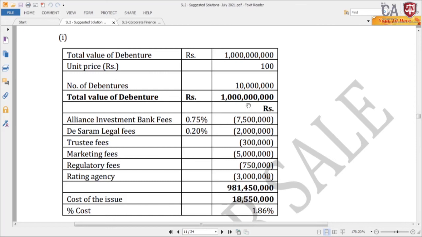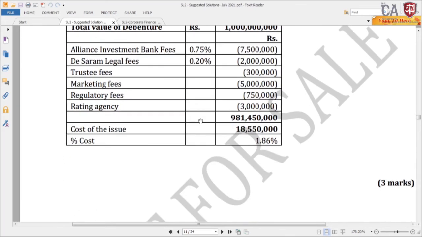Regulatory fee, again there are two components, what you pay today upfront and the annual payment. Annual payment we don't consider here because we are talking about year 0 net proceeds, how much we are going to get. So only the regulatory fee what you have to pay now, 750,000. Rating agency, obviously you have to pay now 3 million rupees. So how much net proceeds you are going to get? From 1 billion, all the costs you reduce, 981.45 million. So once you get that, that's your net proceeds.